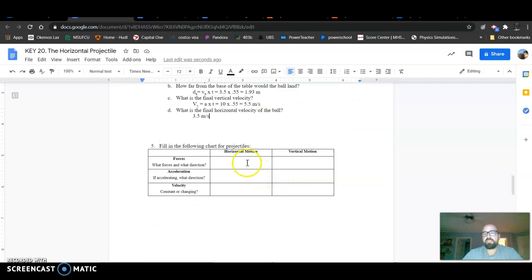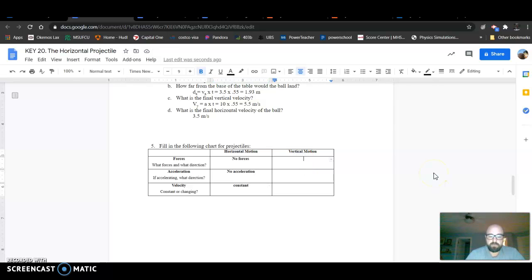So here, this chart seemed to be either simple or confusing, depending on your approach to it. When we think about the horizontal motion, there are no forces horizontally. If there are no forces, it causes no acceleration, just like balanced forces would be no acceleration. And that means if there's no acceleration, the velocity is constant. And so we know that the horizontal velocity is constant the whole time.